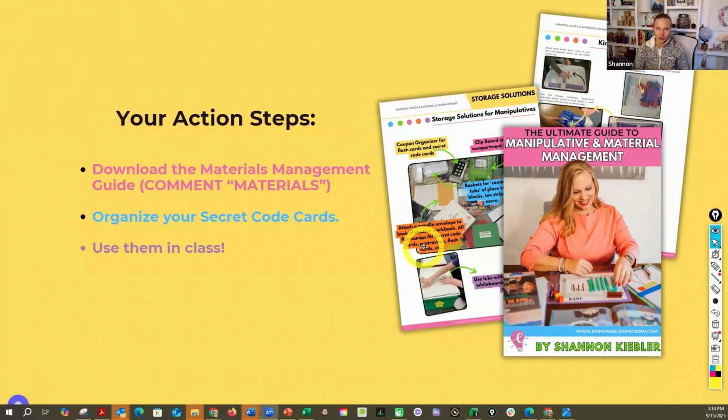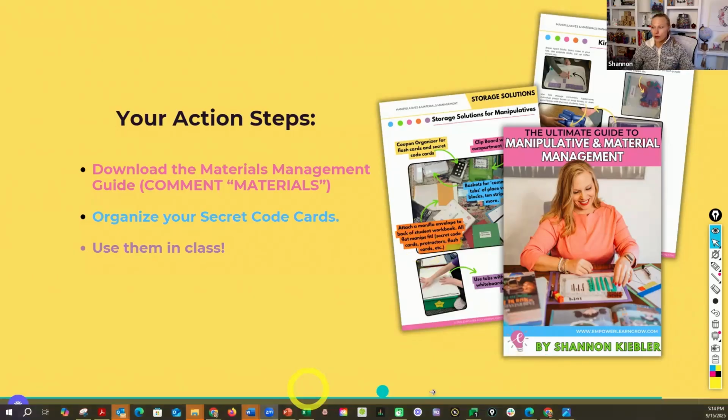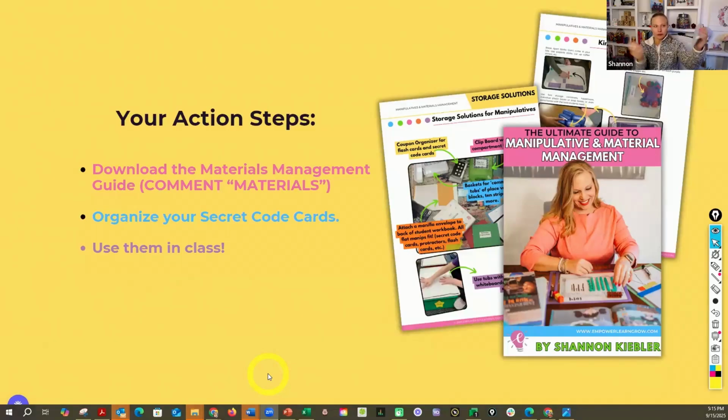I want you to go organize your secret code cards. So I want you to go and decide, binge your favorite show. That's what I did here. At the time it was like Game of Thrones or something I was watching, and I'm tearing apart the cards and I'm labeling them all and putting them in baggies while I binge watch my favorite show.